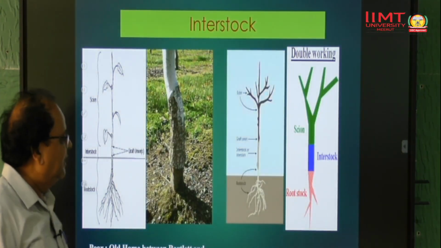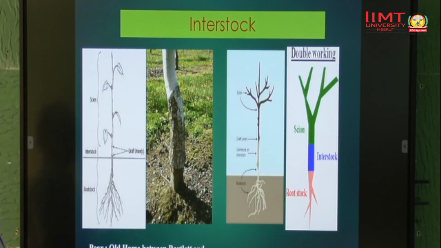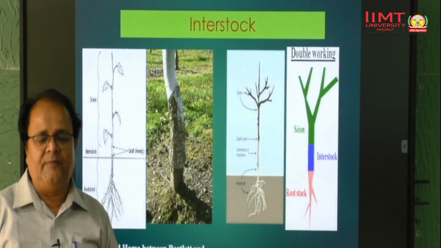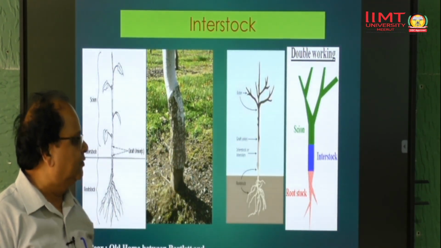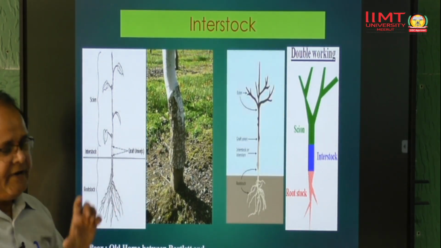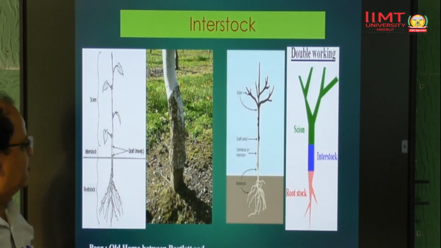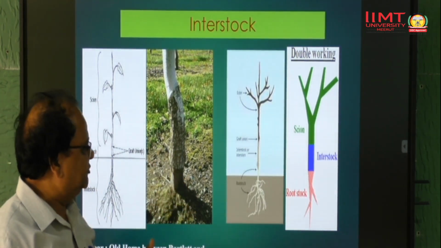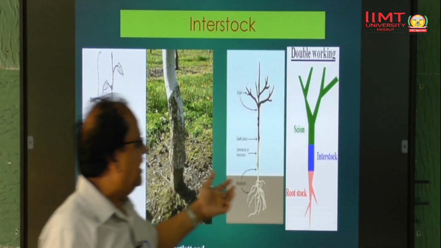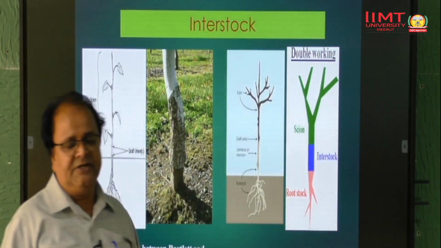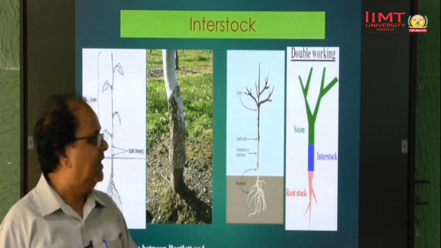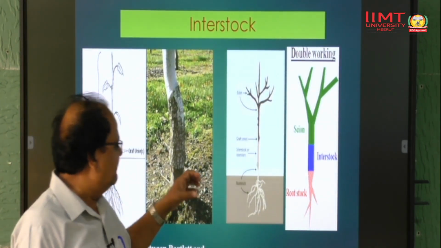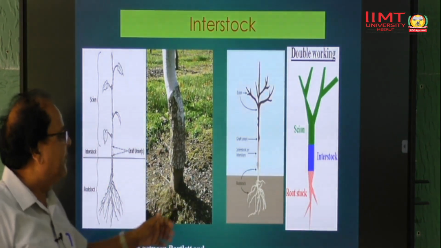This is the interstock. If any plants create a problem of compatibility between the scion and rootstock, a mid interstock is used in between the scion and rootstock. It acts as a mediator that makes the scion and rootstock compatible, so that no further disease comes after the development of the new plant.